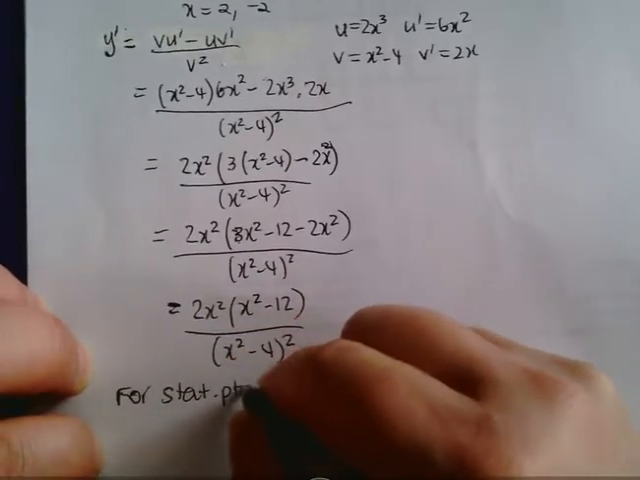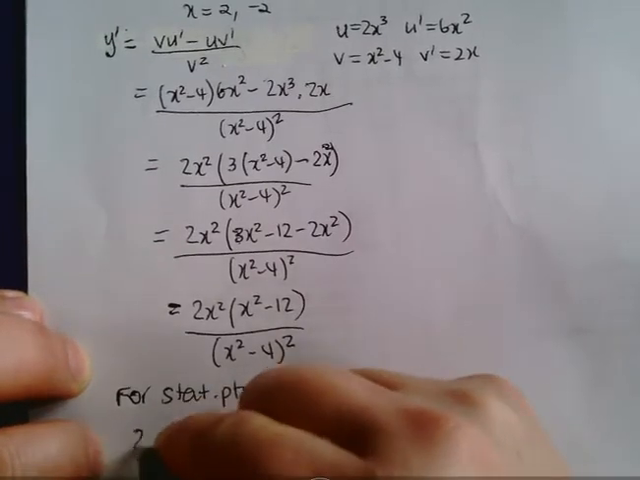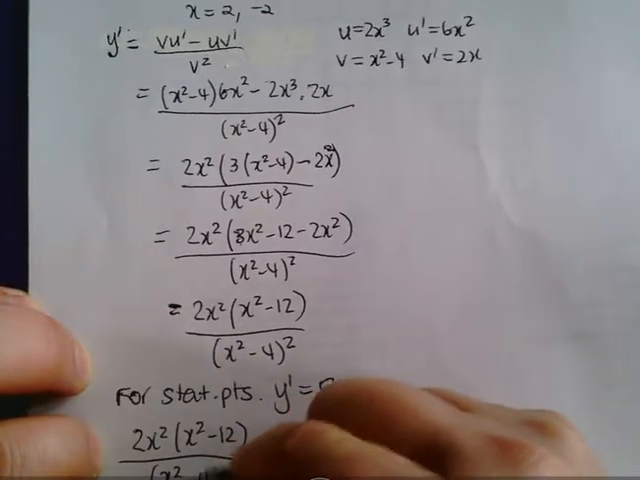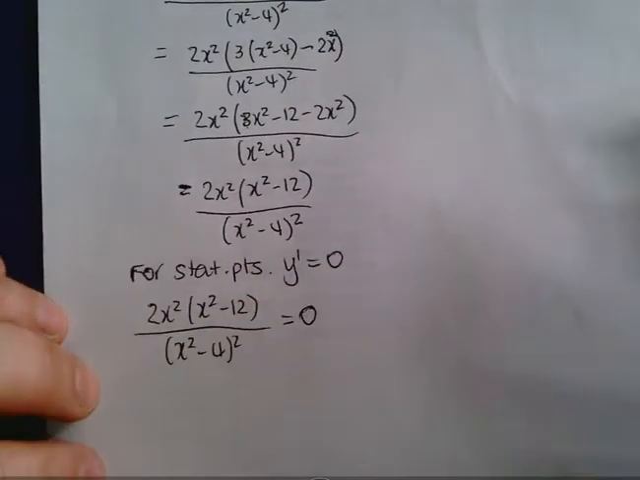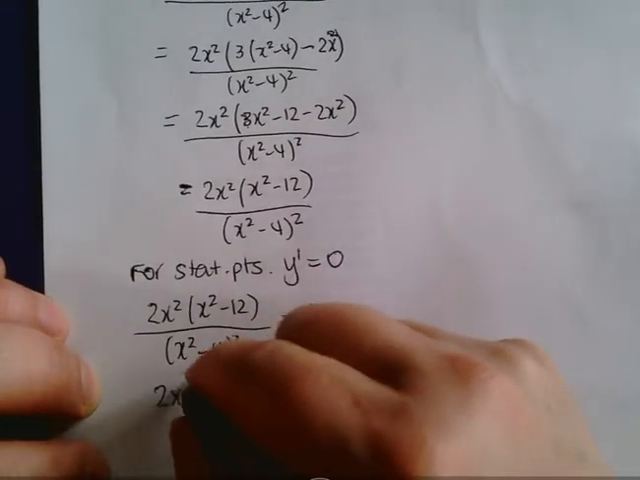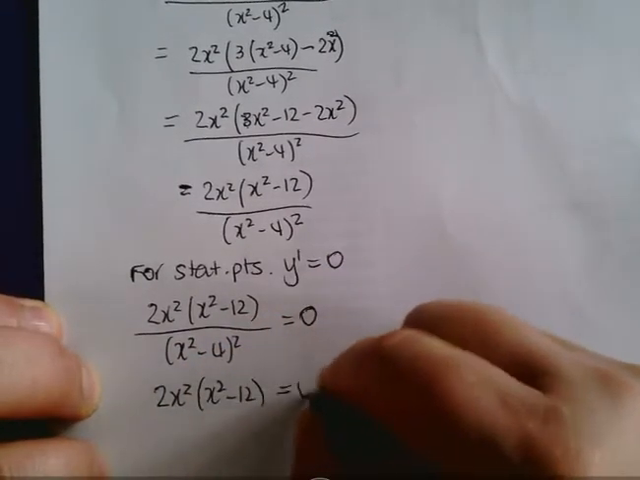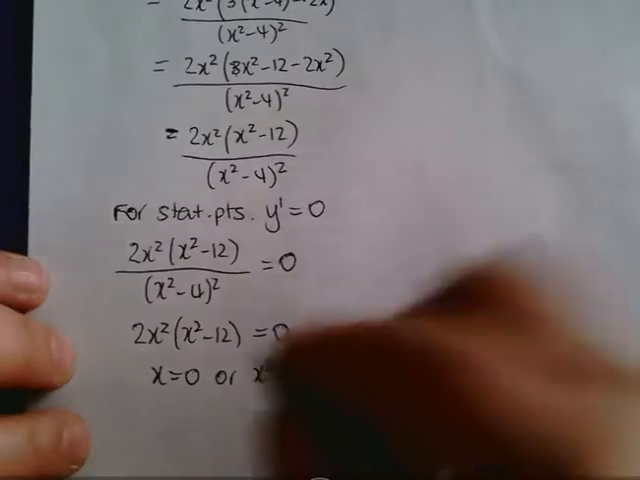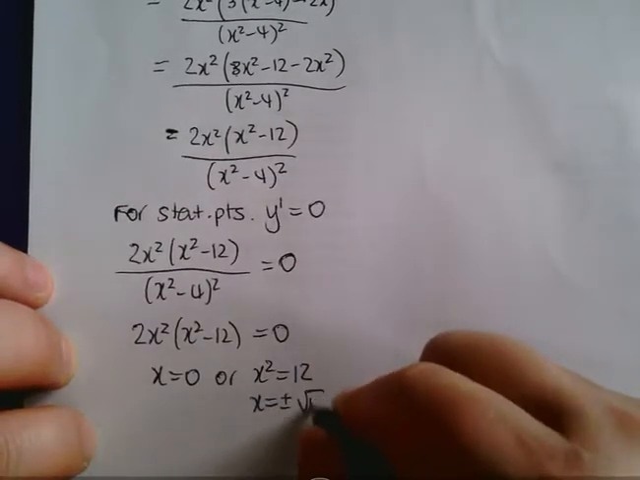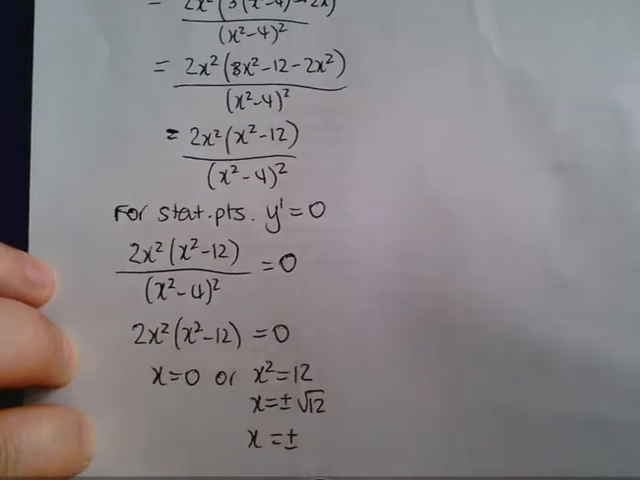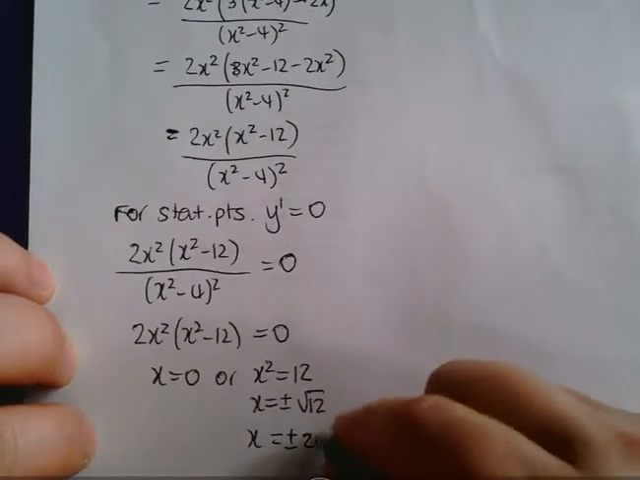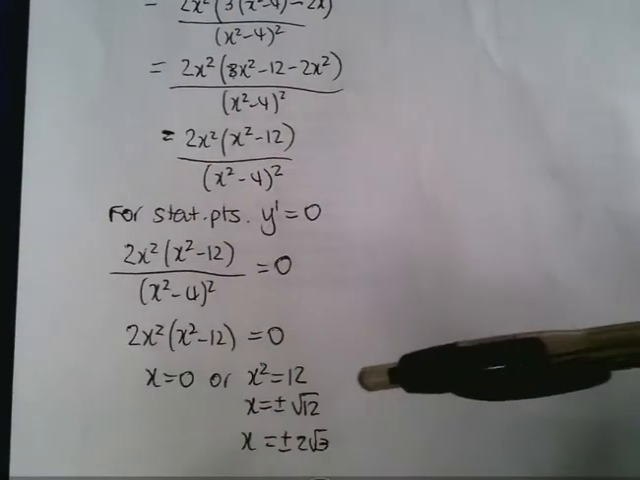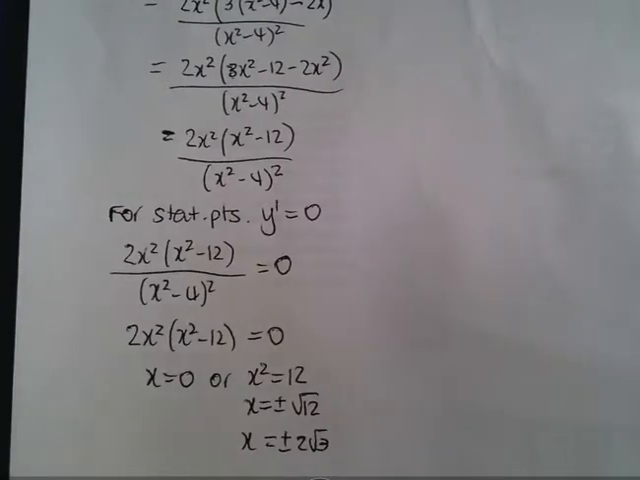For stationary points, y dash is 0. So 2x squared times (x squared minus 12) over that is 0, which means that only the numerator can be 0. Which means that x is 0 or x squared is 12. We okay with that? x is plus or minus root 12, which is plus or minus 2 root 3. Now, root 12 lies between root 9 and root 16. Its value is approximately 3.3, 3.4, something like that.